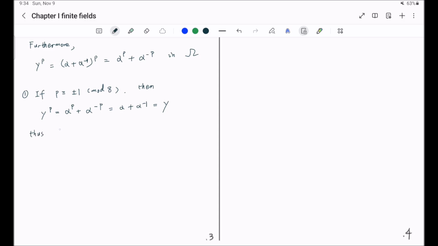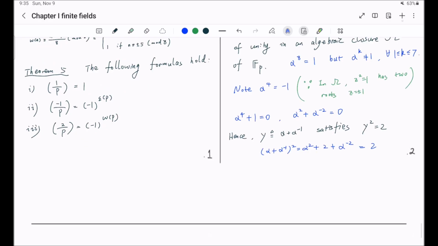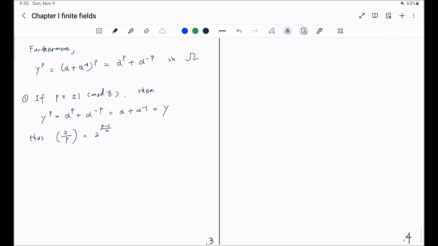And therefore, the Legendre symbol of 2 modulo p in this case is equal to 2 to the p minus 1 divided by 2. And remember, what is 2? 2 is equal to y squared. So let's plug in y squared here. And this is y to the p minus 1, which is 1. So this is the first case.